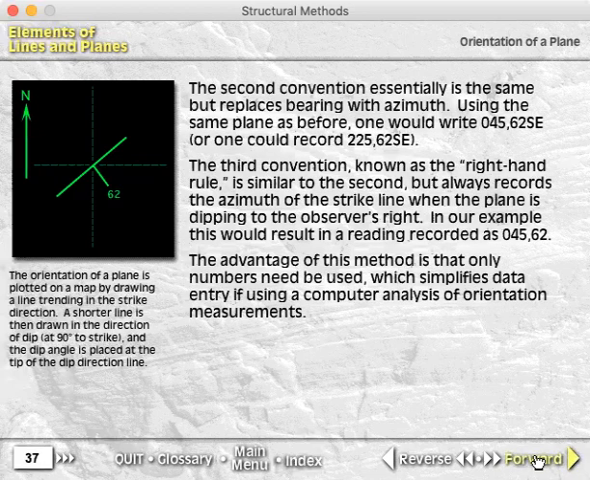The second convention essentially is the same, but replaces bearing with azimuth. Using the same plane as before, one would write 045, 62 southeast, or one could record 225, 62 southeast.